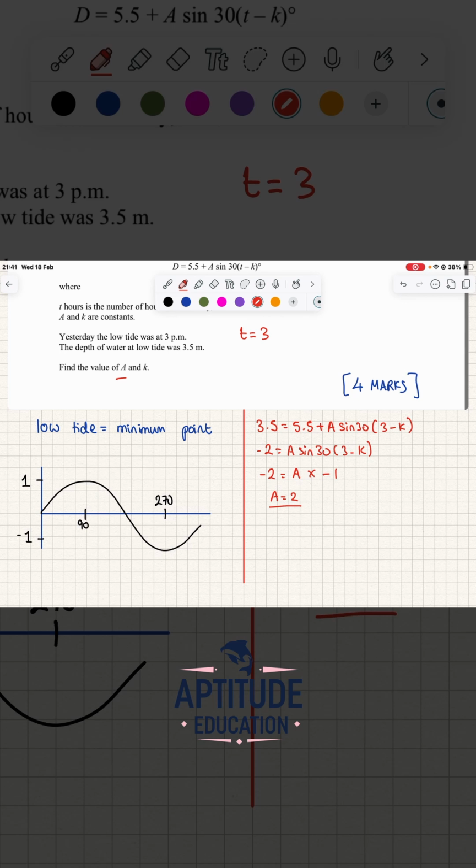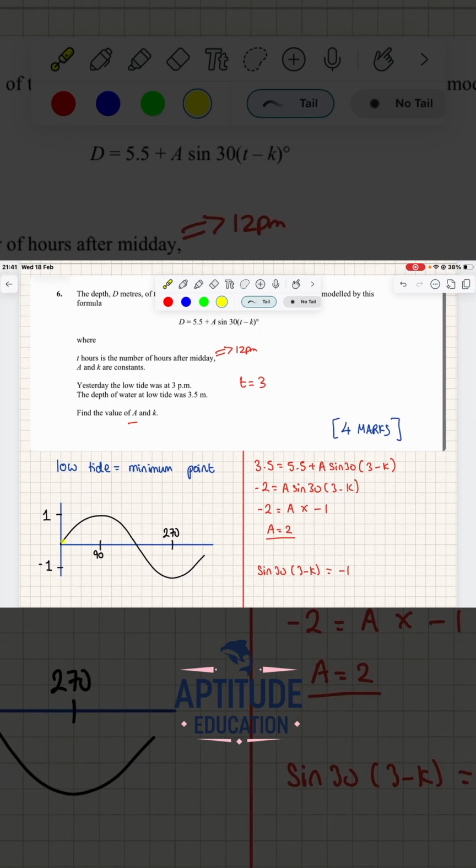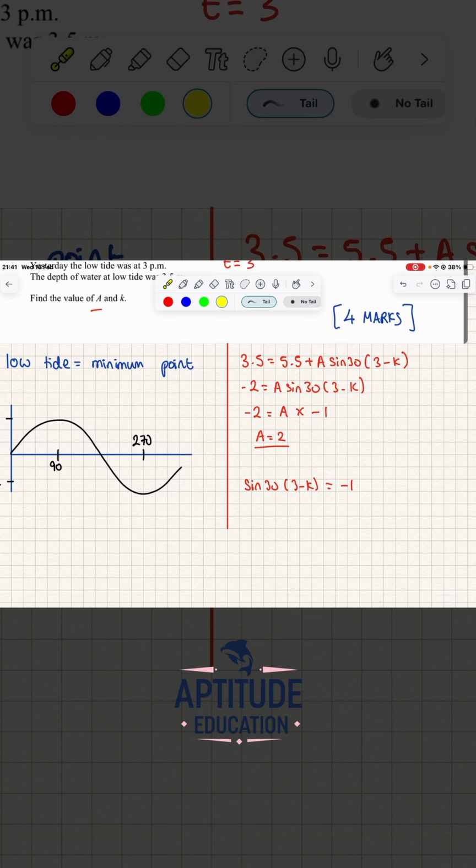To find k, like I said before, we want to isolate this part. So we can put sine of 30 times (3 minus k) equal to minus 1. We want to isolate this part because it's this part that is actually changing the value of the depth. Due to its sinusoidal feature, it's always moving up and down, changing the depth, just like having a high tide and a low tide. So if sine of 30 times (3 minus k) is equal to minus 1, then we just do some algebra on it. We can do the inverse sine of minus 1, which you know is 270 degrees. So we'll get 30 times (3 minus k) is equal to 270, because we just did the inverse of sine.